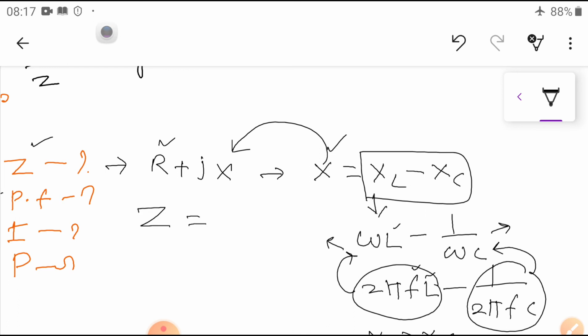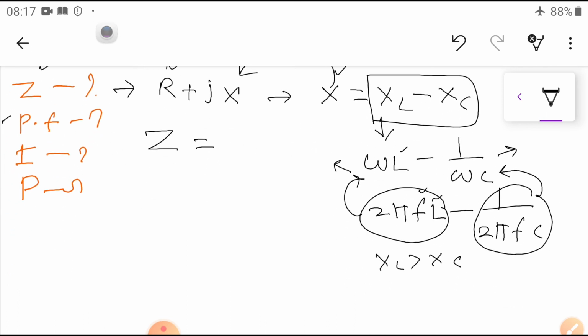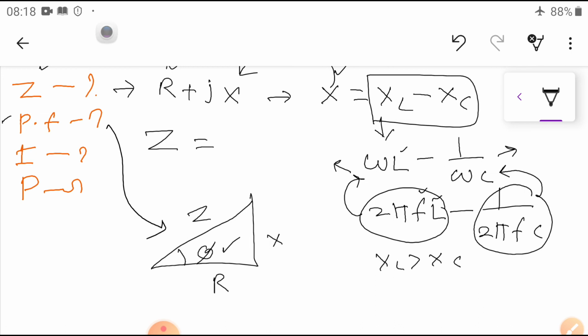Z value we know. So if the Z value is known, then simply draw the impedance triangle. This is the R, this is the X, this is the Z. This is the phase angle. From this one, if you are going to the cos phi, everything you are going to get. Okay. So from this one, you are going to get this one.